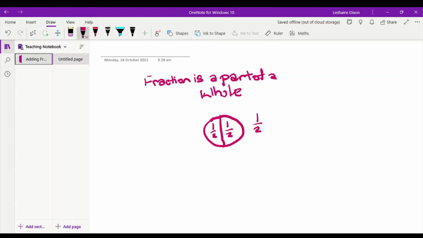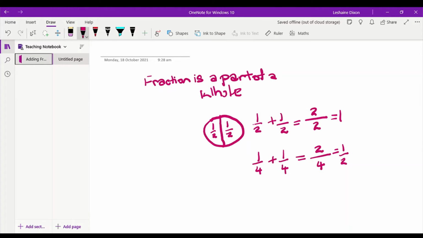So if we added a half and a half together, they have the same denominators. This is the rule. If they have the same denominators, you can just keep the denominator as itself and just add the numerators together. So that would be 2 over 2, which is equal to 1. So see, we get back a whole. If we had a quarter plus a quarter, the denominators are the same, so it remains. And we just add the numerators. That's 2 over 4. When you simplify it, it is equal to a half.